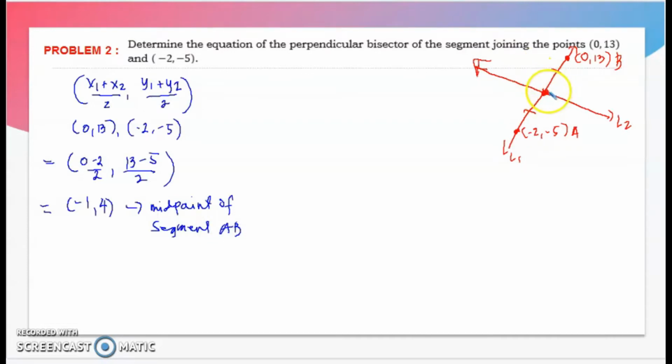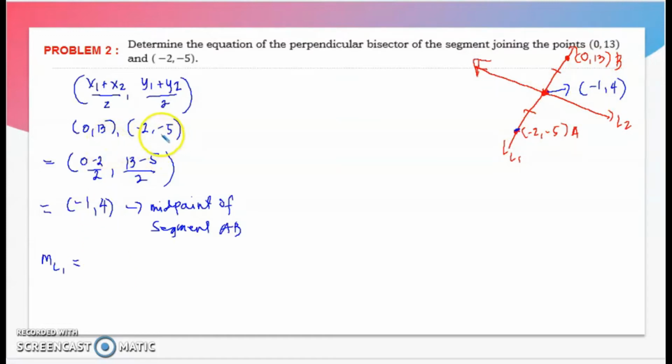Okay, so this one is (-1, 4). It follows that line 2 also contains the point (-1, 4). So what do we need to get the equation of line 2? We have the midpoint. Of course, we need to find the slope of line 1. So the slope of line 1, using the points (-2, -5) and (0, 13).